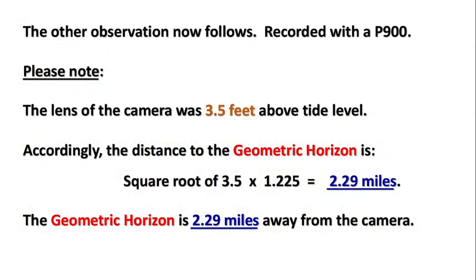The other observation now follows, recorded with a P900. Please note, the lens of the camera was 3.5 feet above tide level. Accordingly, the distance to the geometric horizon is square root of 3.5 times 1.225 equals 2.29 miles. The geometric horizon is 2.29 miles away from the camera.